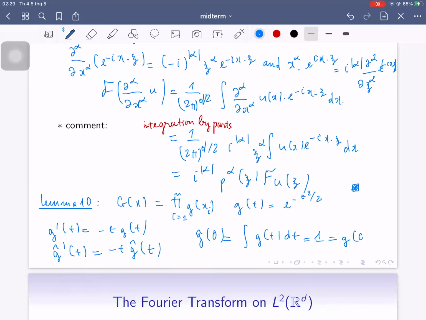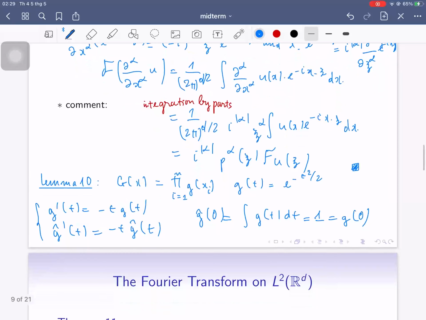What we have here is the same ODE, the same solution of an ODE. So with the same initial value, g hat equals g, or the Fourier transform of the Gaussian function, the Gaussian distribution, equals g. So this is our proof of lemma 10.